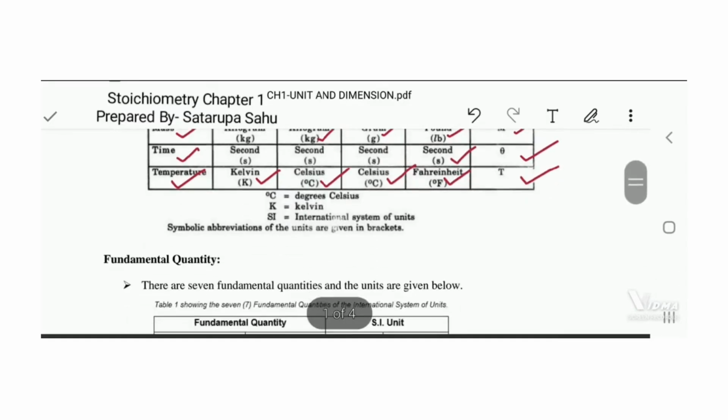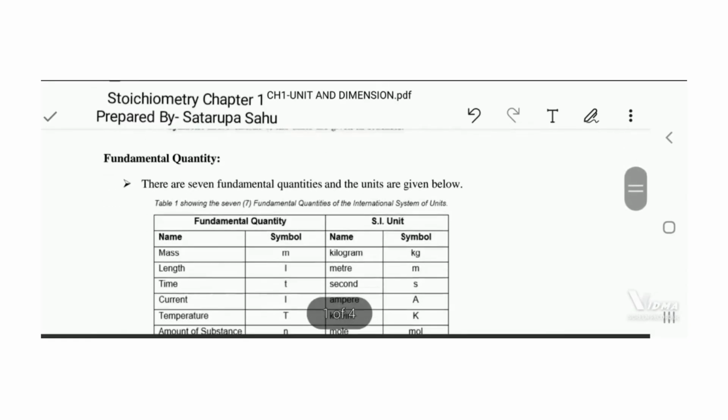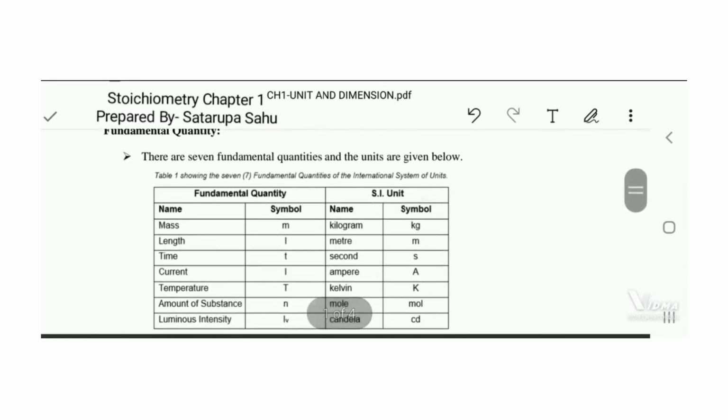Now, let's come to the fundamental quantities and their units. There are 7 types of fundamental quantities. They are mass, length, time, temperature, current, amount of substance, luminous intensity. The symbols for them are: for mass it's m and the unit is kilogram. For length it's L and the unit is meter. For time it is small t and its unit is second.